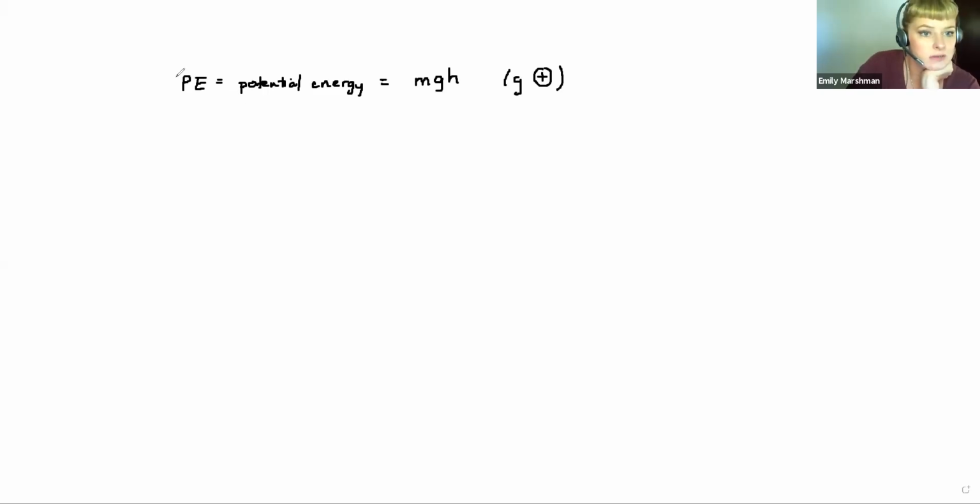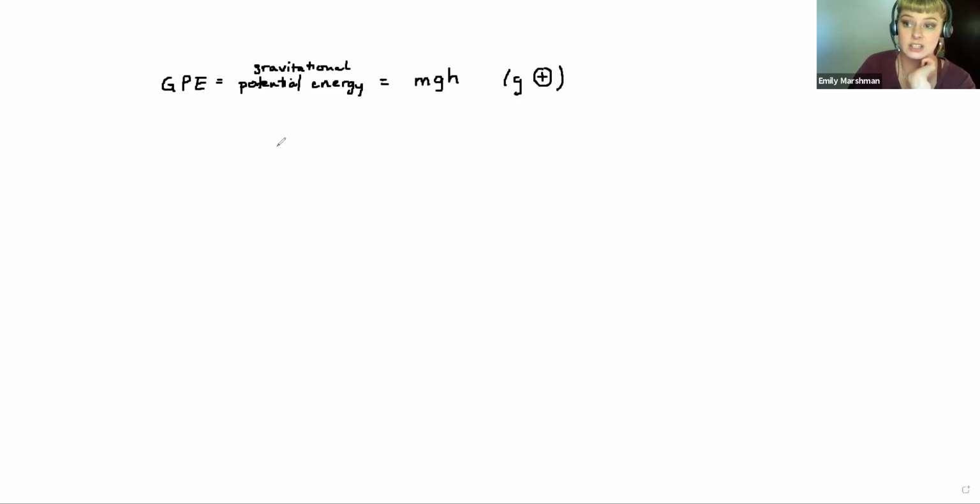And I'll put a G over here to indicate that we're talking about gravitational potential energy. There's other types of potential energy that we'll talk about, but this is the main one. Now H is the height above the ground. Well, where's ground? Okay. Ground can be wherever you want it to be.